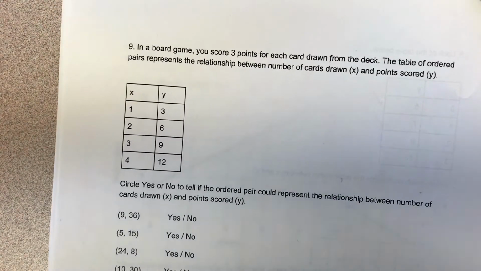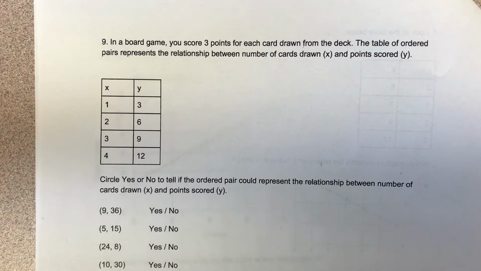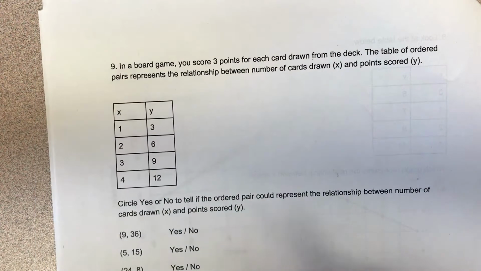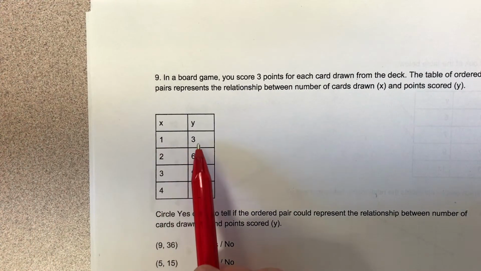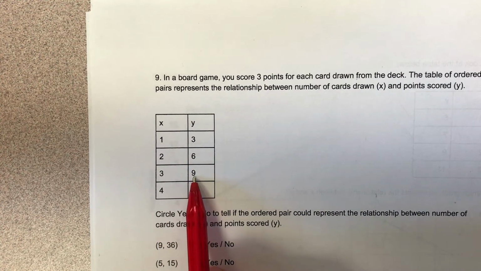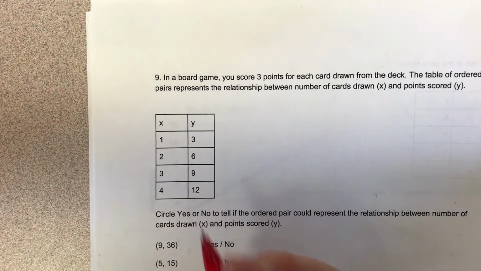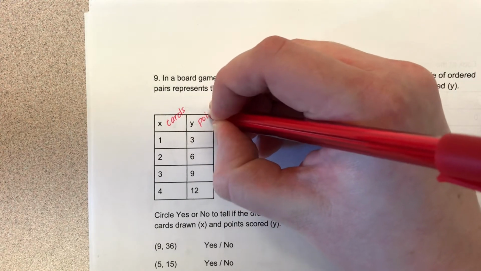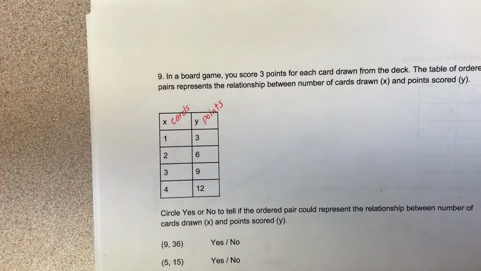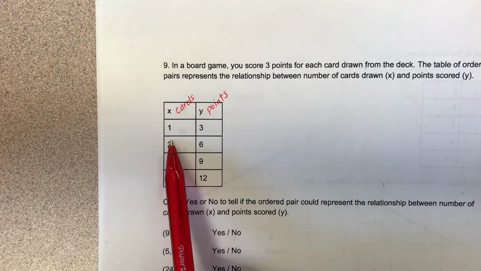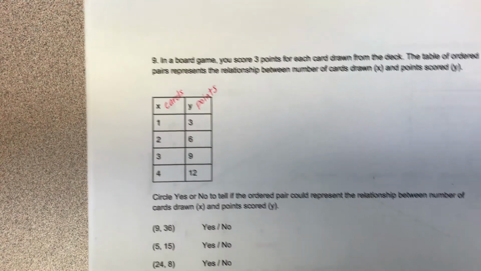Okay, number 9. In a board game, you score 3 points for each card drawn from the deck. The table of ordered pairs represents the relationship between number of cards drawn, X, and points scored. So if you draw 1 card, you get 3 points. If you draw 2 cards, you get 6 points. If you draw 3 cards, you get 9 points. If you draw 4 cards, you get 12 points. So this is X equals cards and Y equals points. I like to label that just so I remember. So it's obvious that there's a pattern here. It's basically you're multiplying the number of cards times 3 to get how many points you earn.